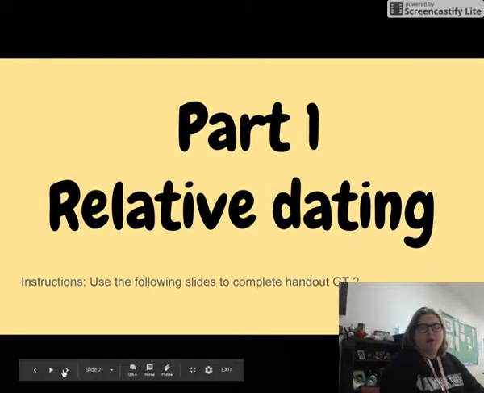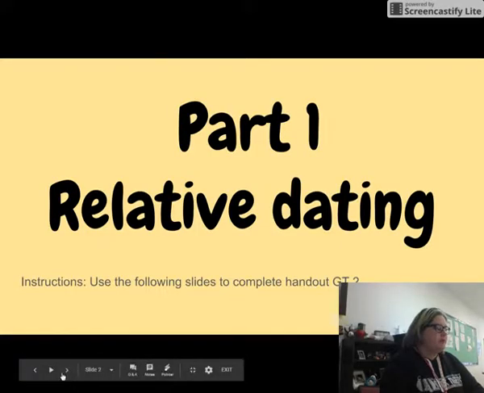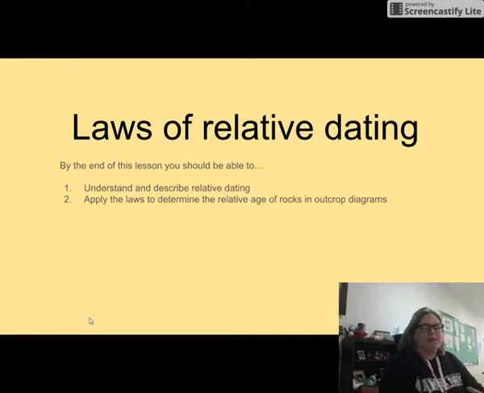While you're doing this, you need to make sure that you're completing handout G2 that we've given you over geologic time. It's your first set of notes. By the end of this lesson, you should be able to understand and describe relative dating and apply the laws used to determine the relative age of rocks and outcrops of diagrams.